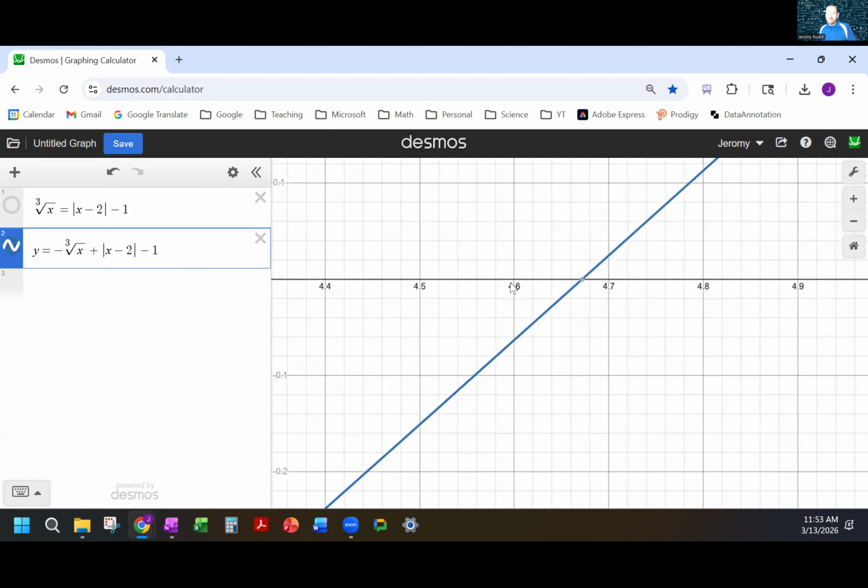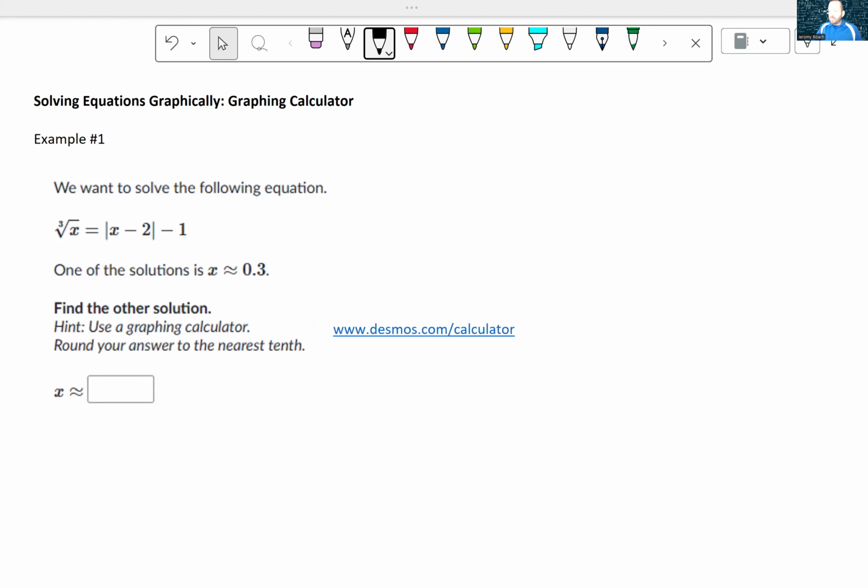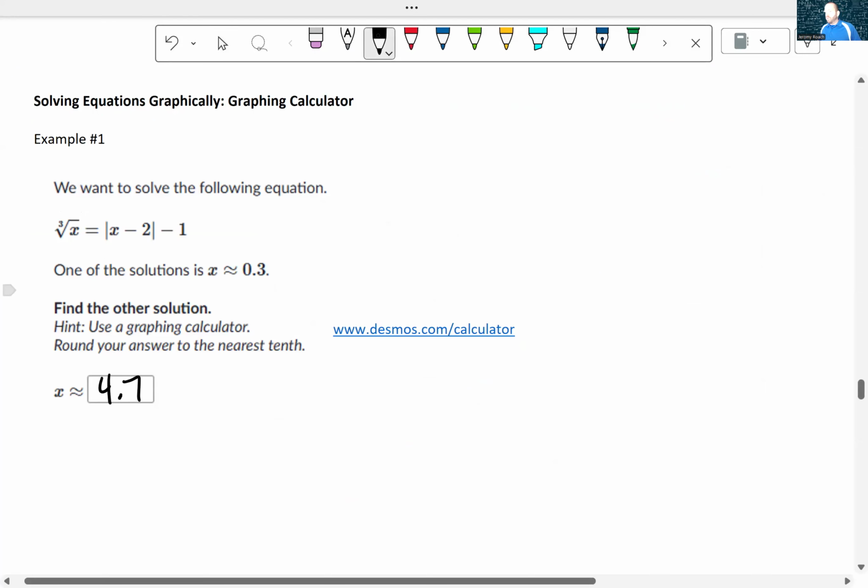So I like to just go to the tenths and then see if it goes past the 5 in the hundredths place or not. So this is 4.67. So the nearest tenth would be x is about equal to 4.7. So let's just write that on our answers here. x is about equal to 4.7.